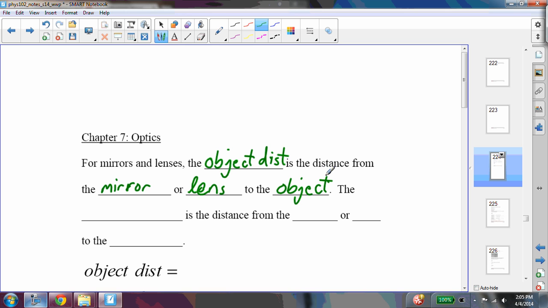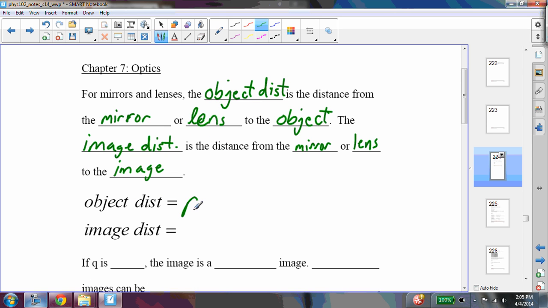And then also the image distance, as you might expect, is the distance from the mirror or lens to the image. You can see a variety of variables for these. Object distance, I'm going to call P, and that's fairly common. This is the distance to the object. Sometimes you'll also see it called DO. And then the image distance is usually called Q, but this is sometimes called DI. But I'm going to call them both P and Q.